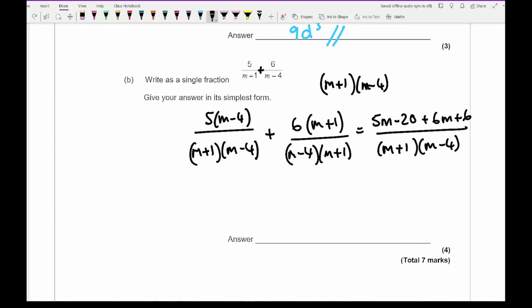And then neatening the top, I end up with 11m minus 14 over, and then it's going to be m plus 1, m minus 4, and there is my final answer.